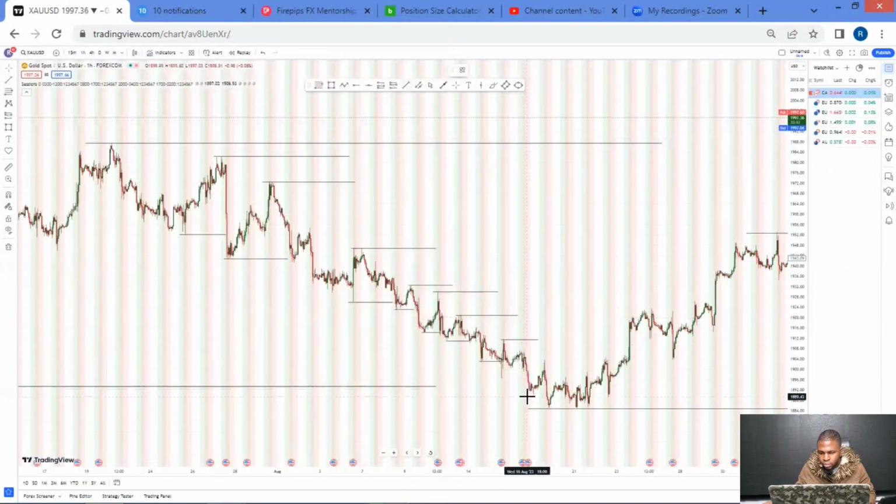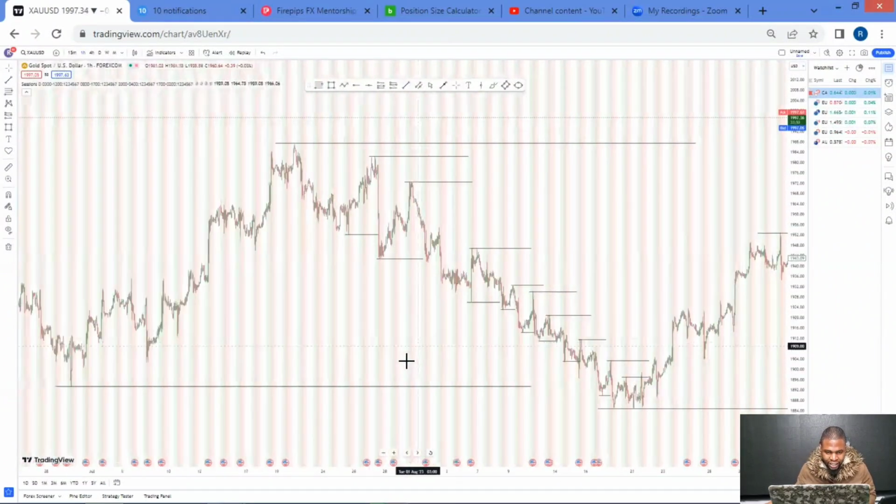Okay. Then this low. Then this high. Can you see that? Then we have this low. Then look at what happened here. At this point here, this is where the switch happened. At this point here, price changed structure. So guys, can you see now?